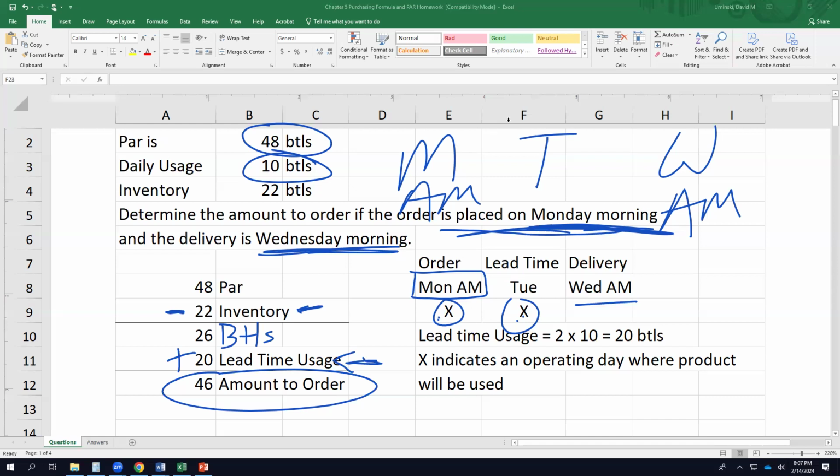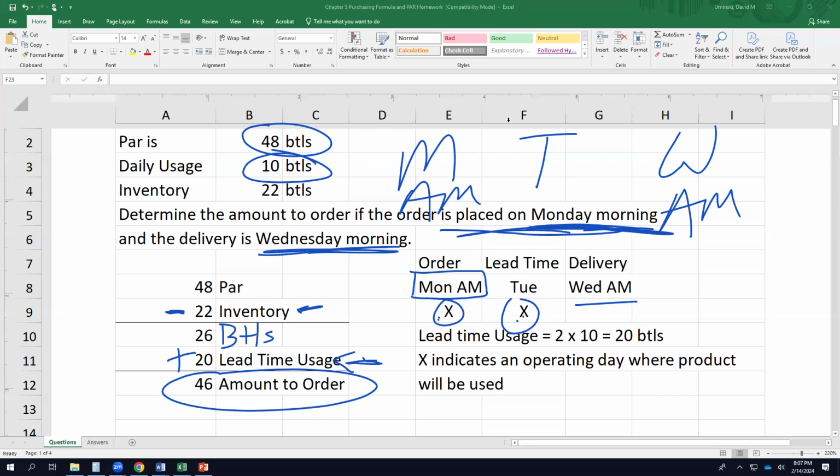Now, sometimes your lead time is 0. I worked at Chester's Hamburgers all through high school, and at Chester's Hamburgers, the manager would place the meat order at night. So after we're done for the day, we're already finished with business, they place that order for how many boxes of meat they need. And then that is delivered the next morning before we open, which means there's no lead time usage. We're not making hamburgers between nighttime and morning. So our lead time would be 0.